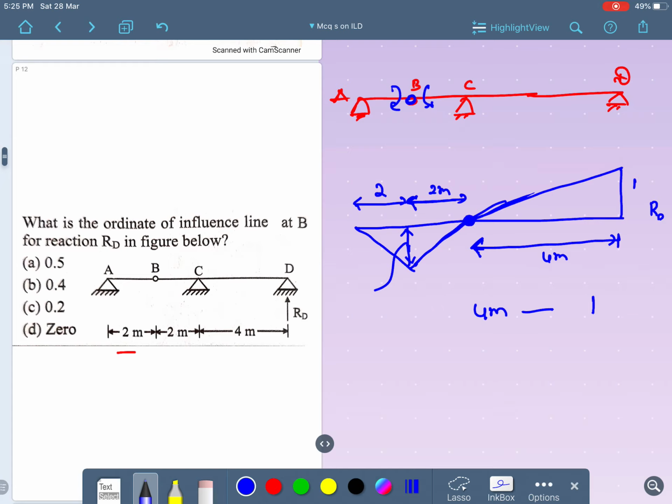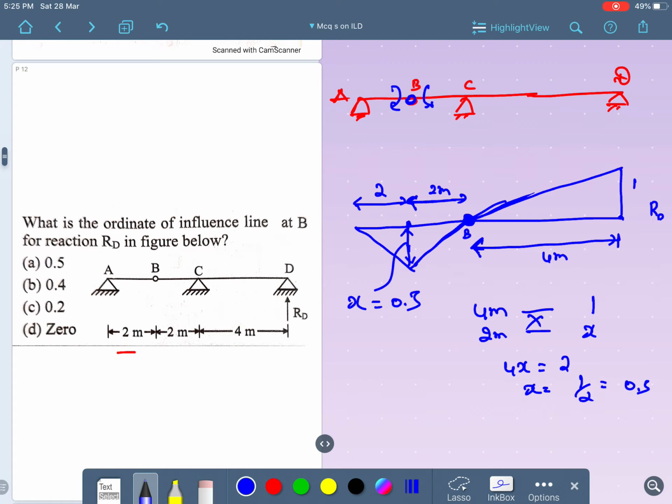For this 2 meters, take this point as B, this point is the base. From the base point to here, it is 4 meters, it is 1 unit ordinate. From the base point to here, it is 2 meters. What is the ordinate distance? Let me take it as x. So making use of cross multiplication, 4x is equal to 2, x is equal to 1 by 2, which is equal to 0.5. 0.5 will be the ordinate distance for this.